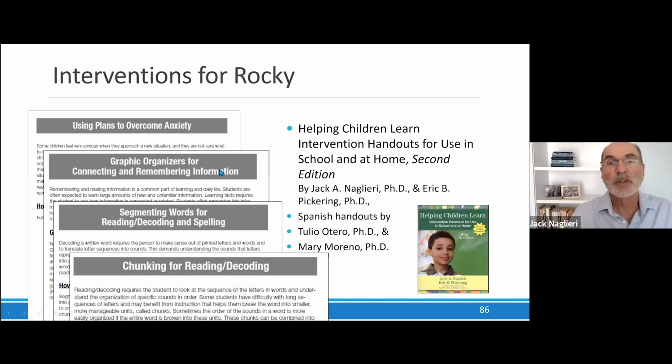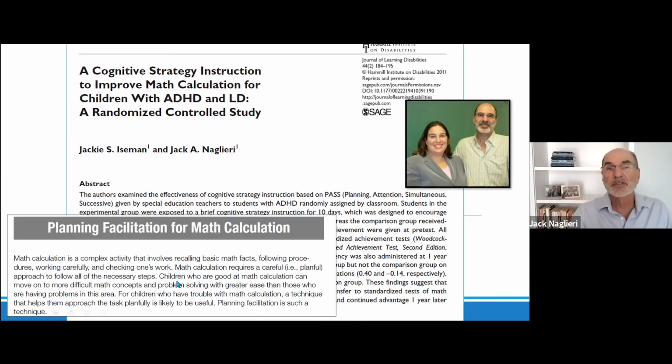So what we recommend for somebody like this is, first, the kid's anxious. We've got to help them use plans to overcome anxiety, things like graphic organizers, segmenting, chunking. These are all intervention handouts that we give to teachers and parents, and we talk to the student about it, and so on and so forth. But here's the ATI piece that I'm going to answer your question, Heather.